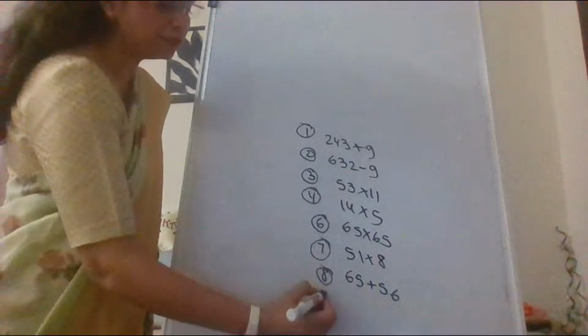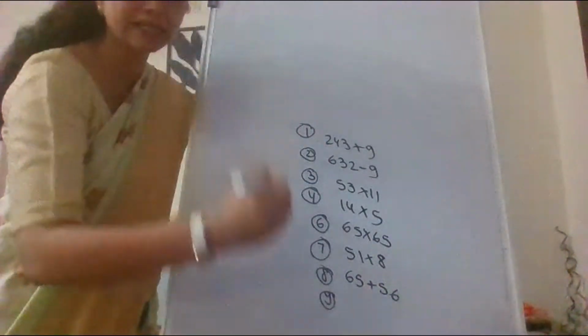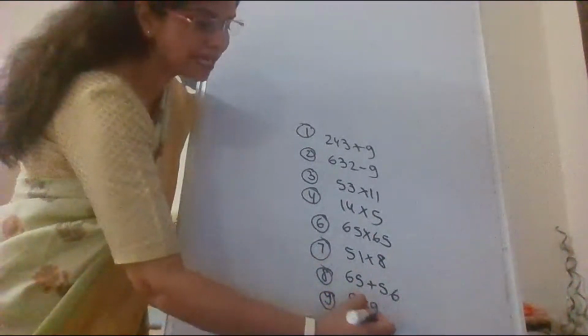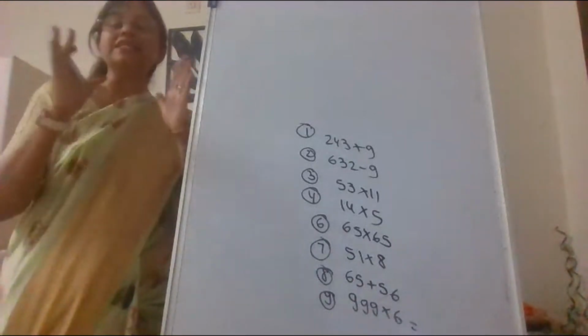And then the table for the ninth trick was the table for 99 and 999 and that 9. So the answer is 999 into 6. 9 tricks are over, and what I taught you, one more, the triangle trick. So we have covered a total of 10 tricks today in one class.